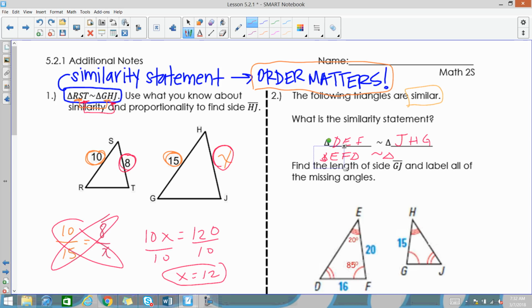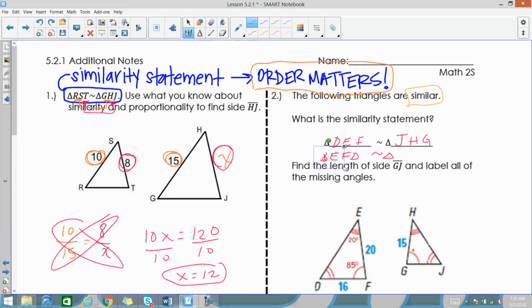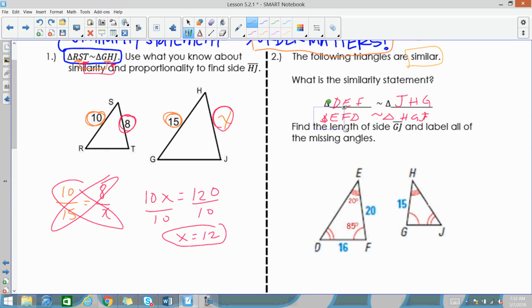Now, if you did it that way, E, F, D, well, E has 3 arcs, F has 1, D has 2. So you just have to match it up that same way. 3, 1, 2. So it would have to be H, G, J. So triangle H, G, J. So understand, there's always 3 ways to do these similarity statements. You just need to make sure that you follow order and look at the angles in order to help you out here. So now that we did that, now we're going to find the missing side length of GJ.